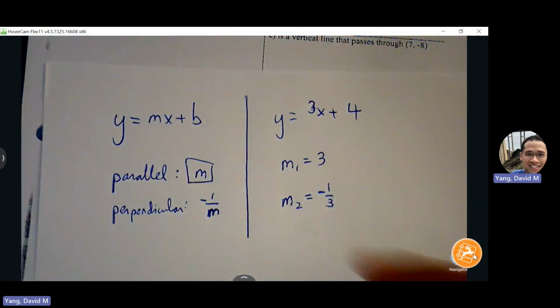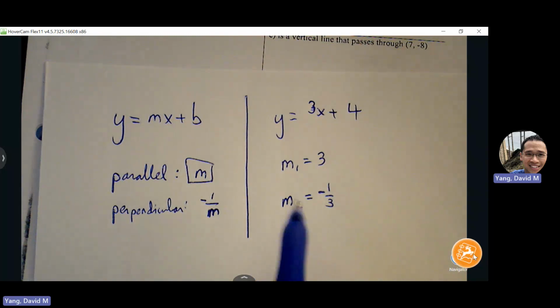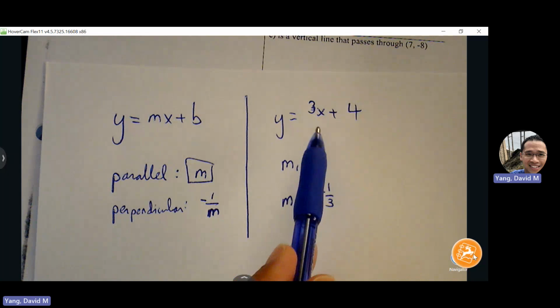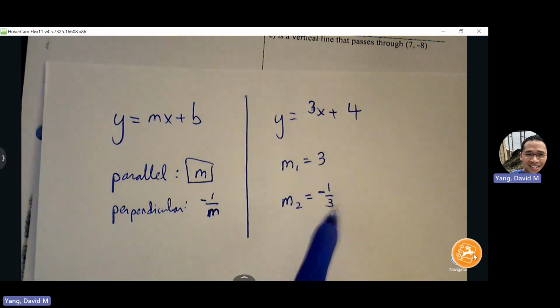So will M1 always be the parallel one and M2 always be the perpendicular one? Yeah, in my key, I had M1 being the parallel slope and M2 being the perpendicular slope.